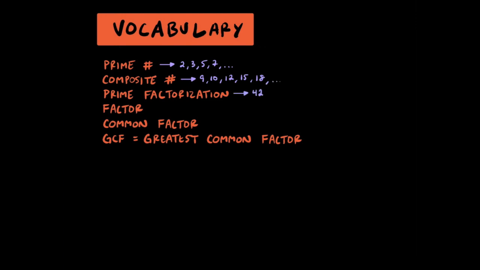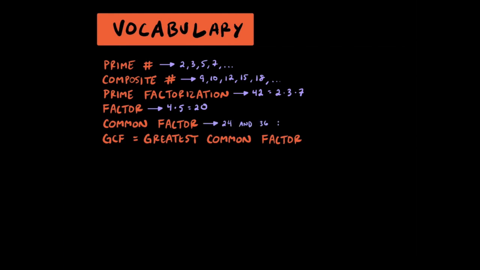Remember, prime factorizations are just the multiplication sentences of prime numbers that equal any given number. The prime factorization for 42 is 2 times 3 times 7. All composite numbers can be broken down into a multiplication sentence of just prime numbers. Factors are just numbers that multiply to get another number. Here, when I say 4 times 5 is 20, 4 is a factor and 5 is a factor.